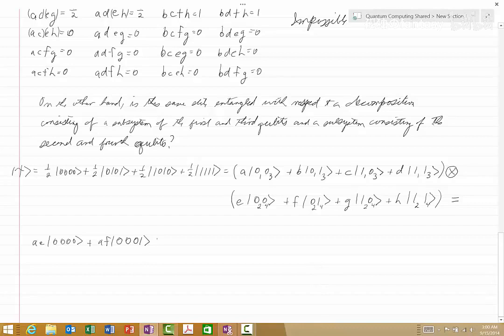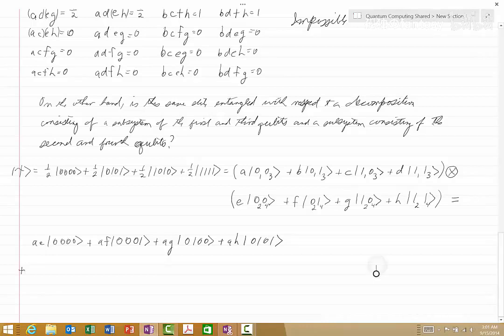The next one, AG, will be |0100⟩. Again, 0100, and then plus AH|0101⟩. I encourage you to try to go ahead and write out the rest of this for yourselves, and then we'll look at it all together.